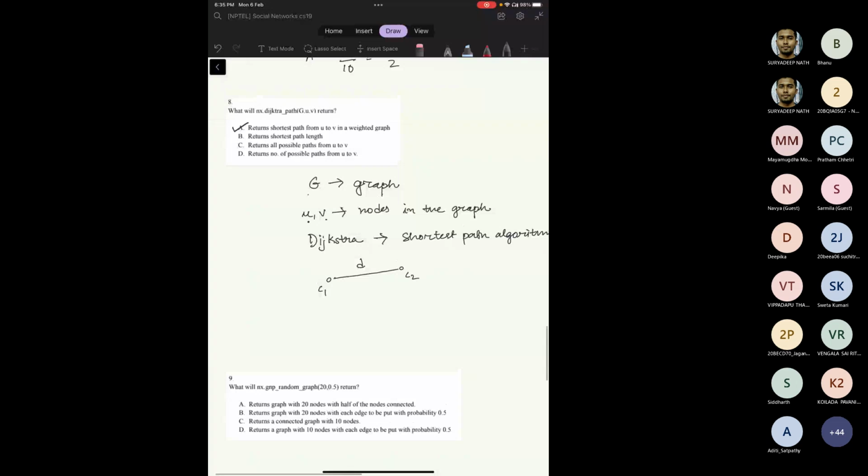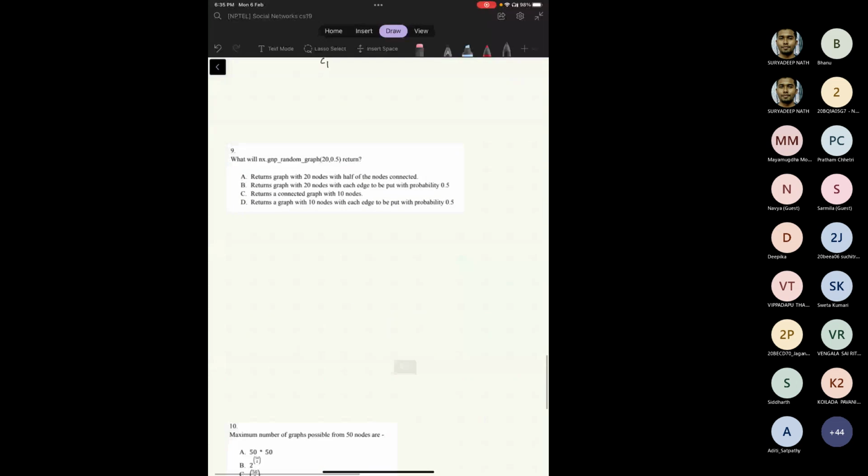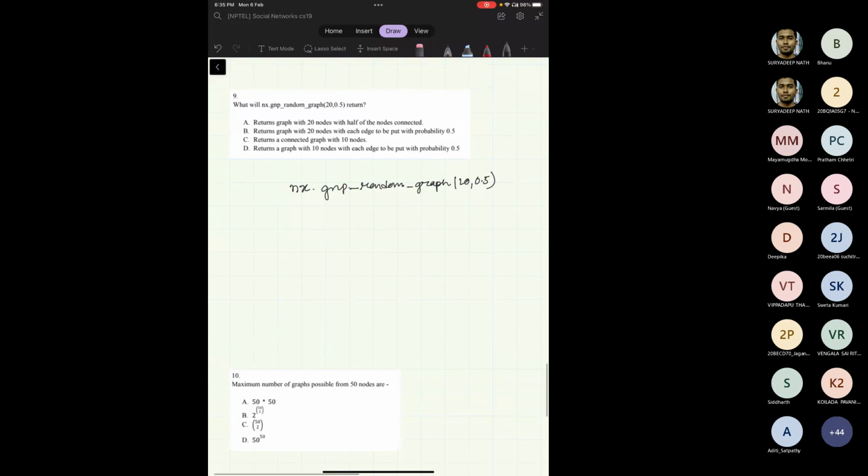Is that clear? Okay, then I'll proceed to the ninth question, which is: what will nx.gnp_random_graph(20, 0.5) return? This function generates a graph with the number of nodes equal to 20, and then it assigns edges based on a probability. This 0.5 is a probability.